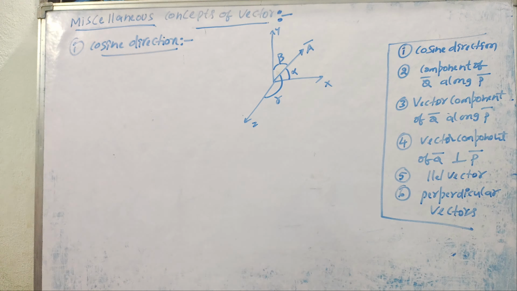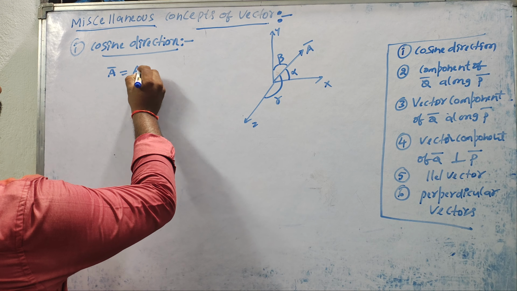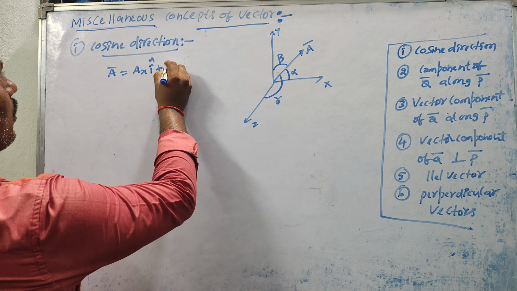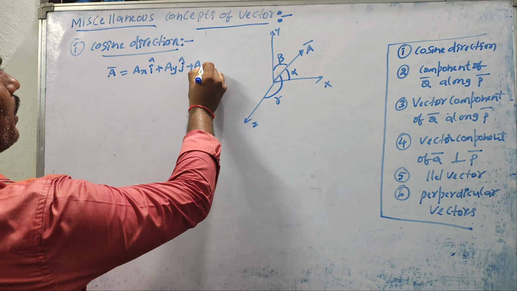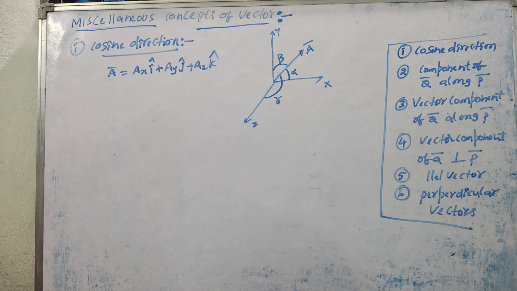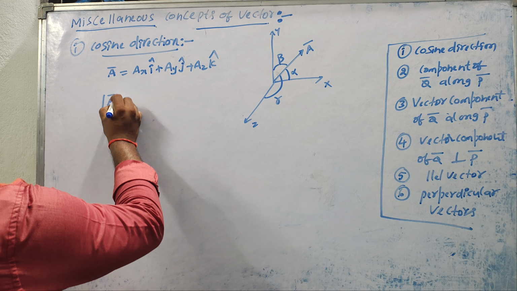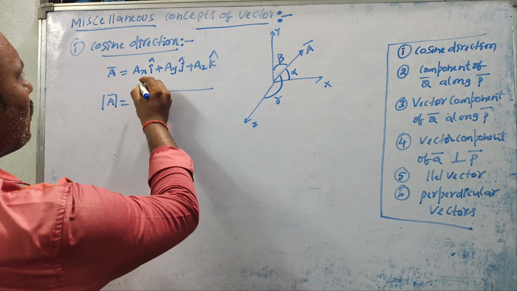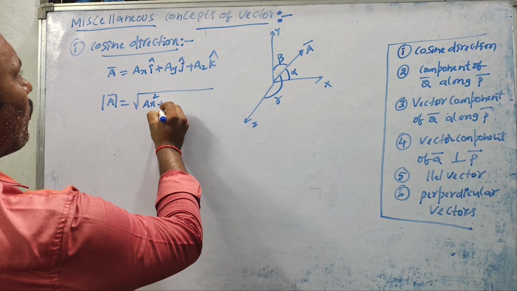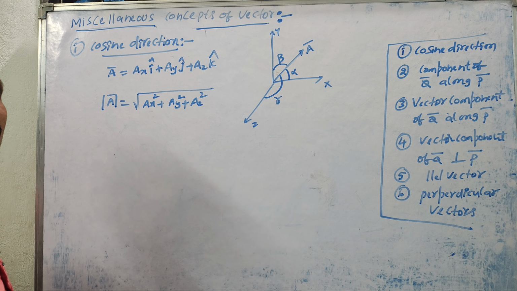So magnitude, we know generally, let's say A bar is equal to AX i cap plus AY j cap plus AZ k cap. Also this is the vector of A bar. Now I want A bar magnitude. Already I discussed how to find A bar magnitude. So it is AX whole square plus AY whole square plus AZ whole square, under the square root. So this is the way we are finding the magnitude of a vector A bar.